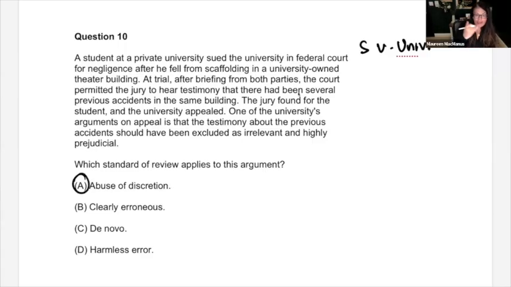So like I said, with this one, take it, make a table of the various standards, and as you do questions, add examples of clearly erroneous, de novo, and harmless error.